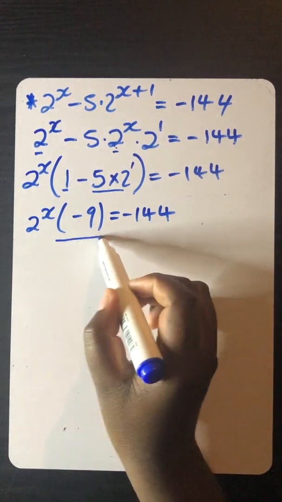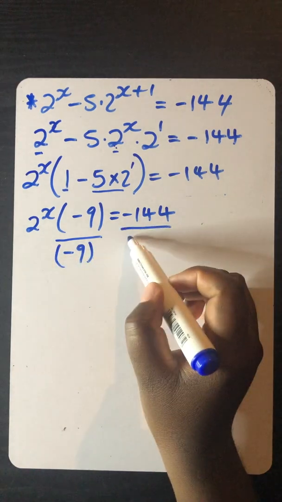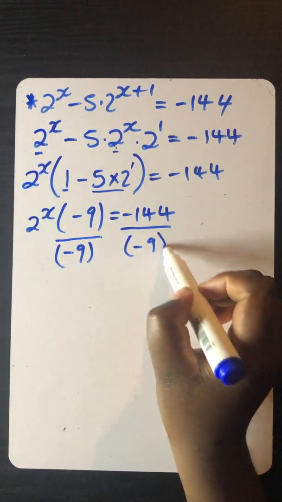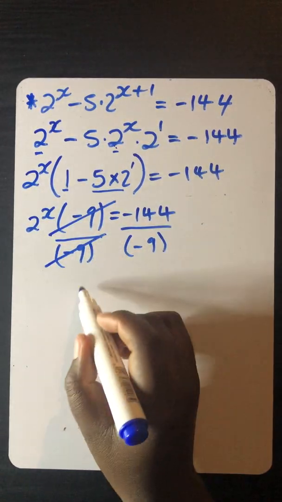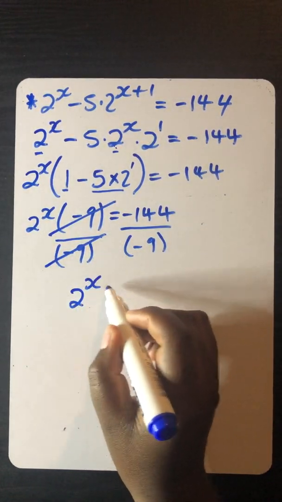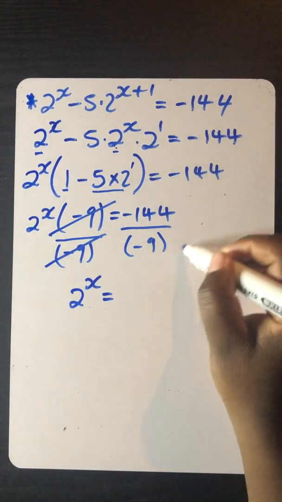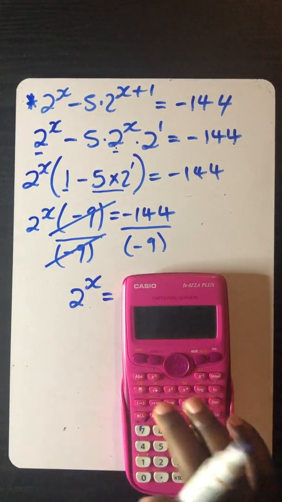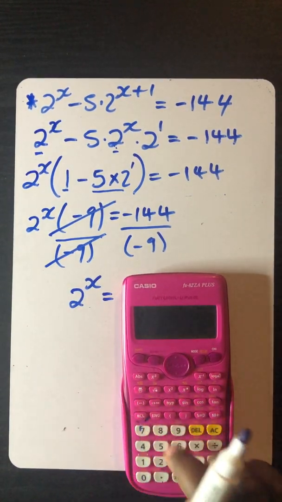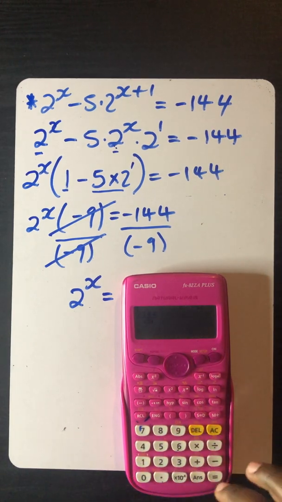Okay, so let's divide by negative 9 on both sides. Why dividing by negative 9? It is because we want that to cancel so that we remain with 2 to the exponent x. Now you can punch all of this on your calculator and check what answer you get. So it's negative 144 over negative 9.